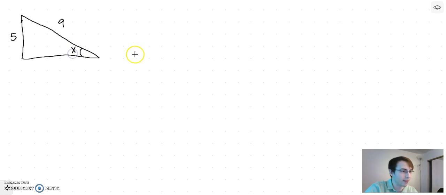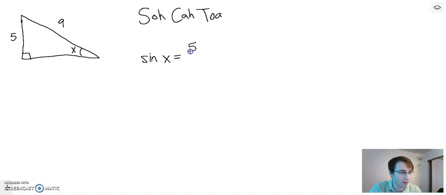Let's call this angle X now. Well, let's think back. SOHCAHTOA. What do we have? We have the opposite and the hypotenuse. Opposite and the hypotenuse are given. So we can use sine here. So let's write sine X equals the opposite is 5, the hypotenuse is 9.